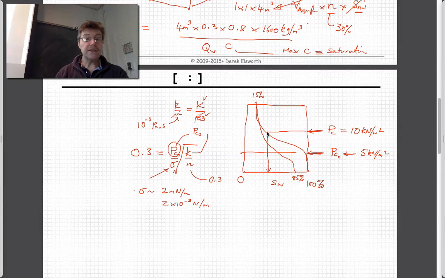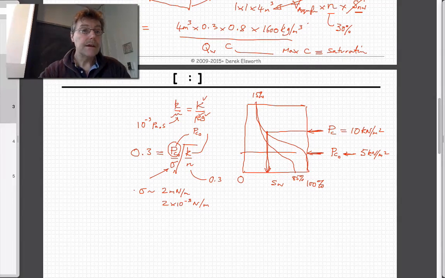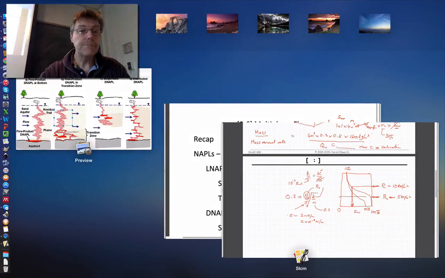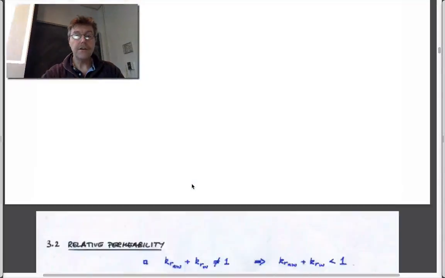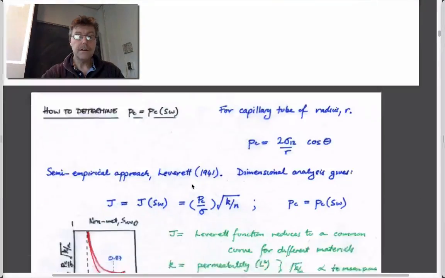And so we can figure out exactly what this relative saturation is if we come down here, because we know it on here. Okay? And proof positive of that would be, I guess, if we go back and if I can find it in a hurry, I think it's here, right?